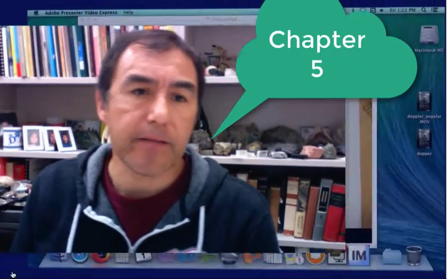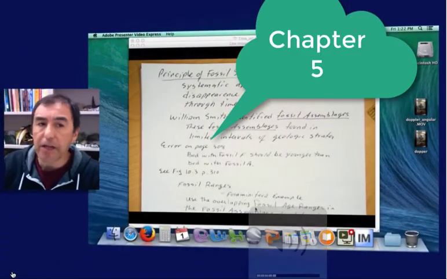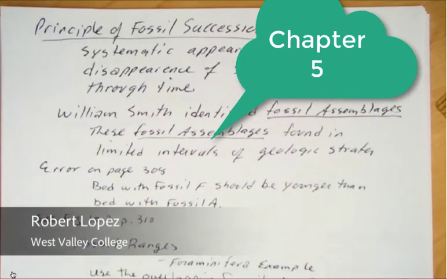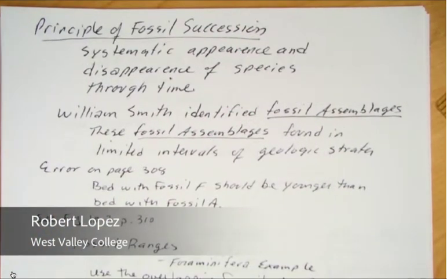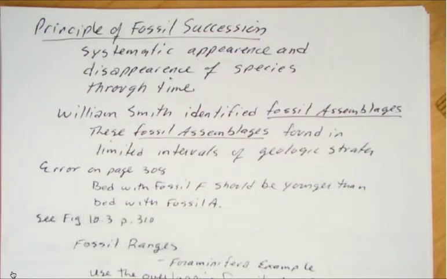Continue with chapter 10, and here is a little bit more detail on the principle of fossil succession. So remember, it's a systematic appearance and disappearance of species through time. And William Smith identified fossil assemblages, found in limited intervals of geologic strata.